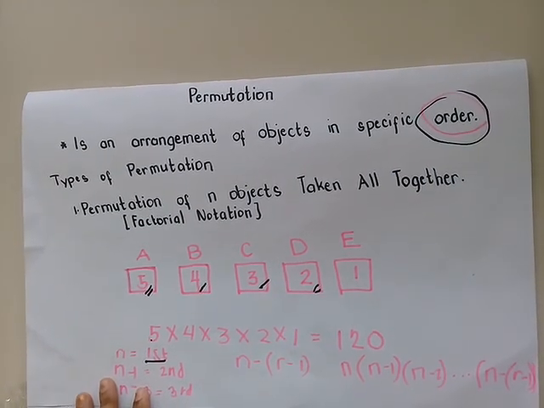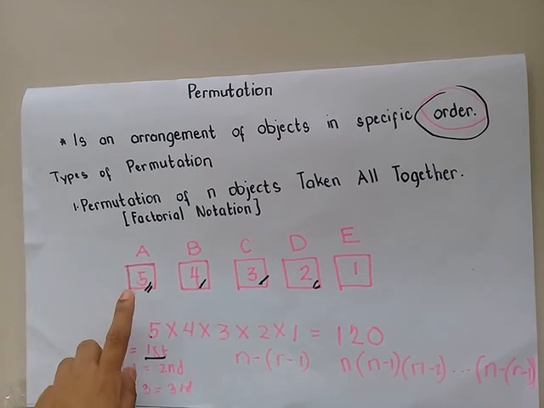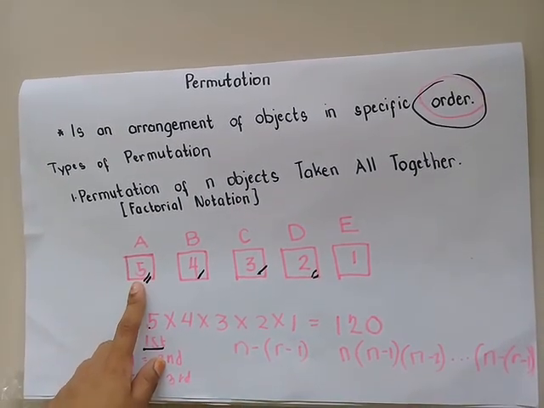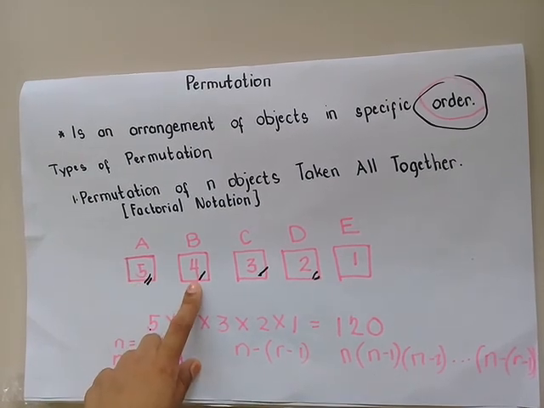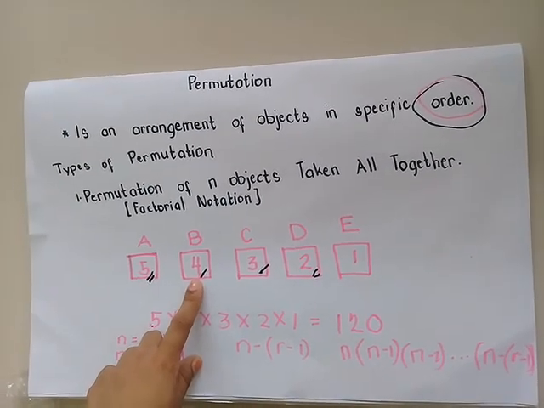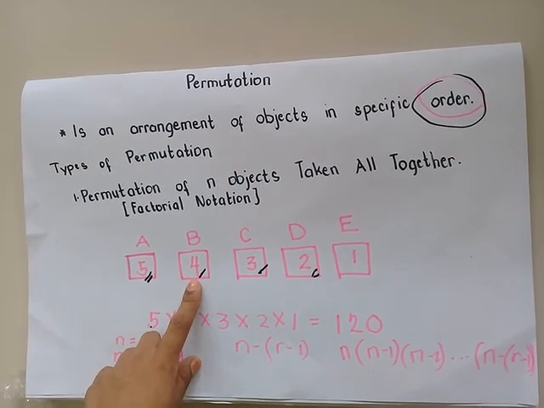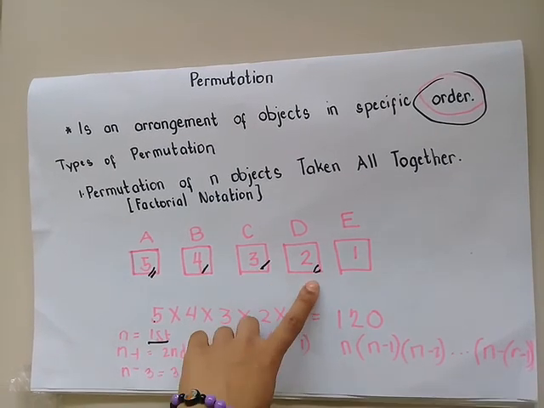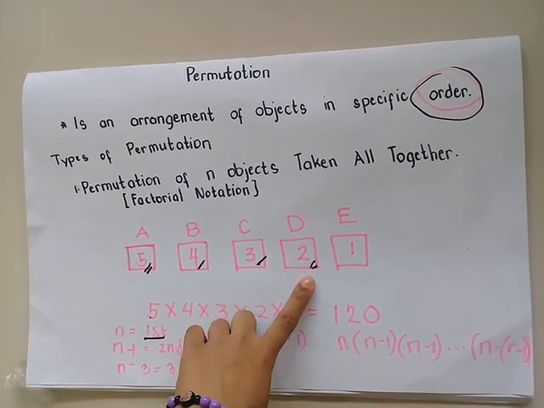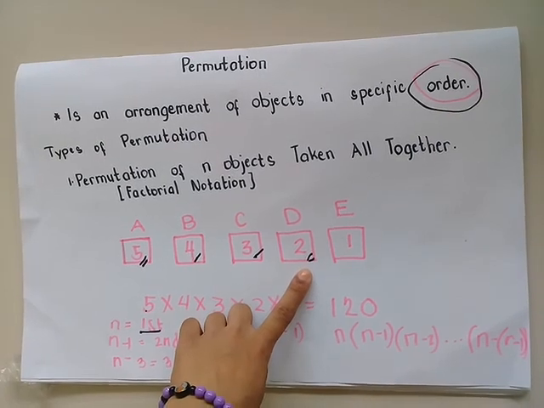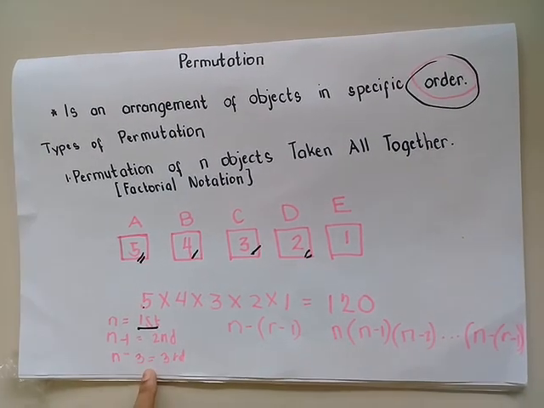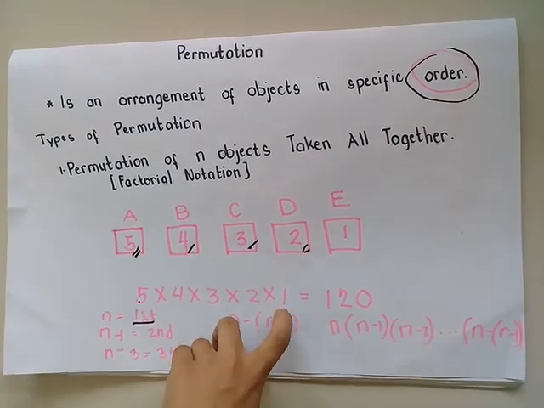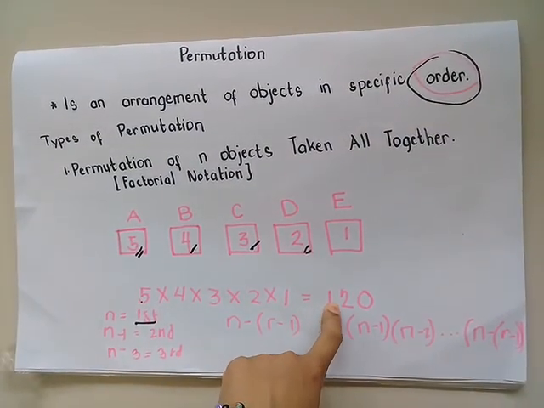Decor A can be placed in any of the 5 positions, so there are 5 ways. Decor B can be placed in any of the remaining 4 positions, so there will be 4 ways. The decor C can be placed in any of the 3 remaining positions, so there will be 3 ways. Decor D can be placed in any of the 2 remaining positions, so there will be 2 ways. And finally, decor E will be placed in the remaining position. The solution can be written as 5 times 4 times 3 times 2 times 1 or equal to 120 ways.